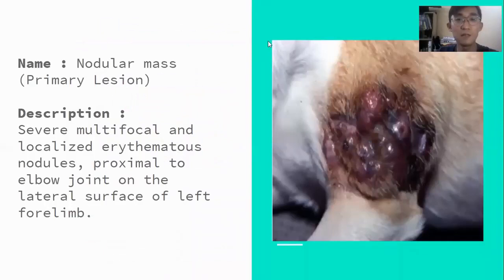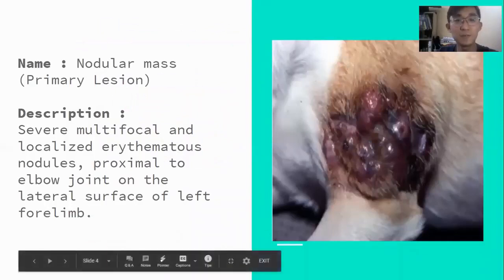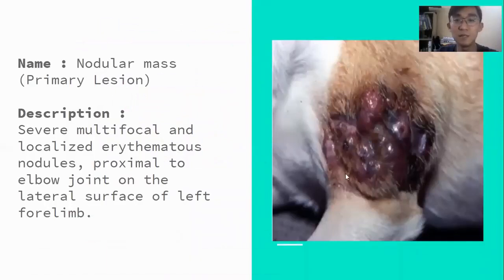Okay, so I'll be describing this picture here. As we can see, this lesion is located proximal to the elbow joint at the lateral surface of the left forelimb. And this lesion has multiple focal and is erythematous. So we think this is a nodular mass, and we also think that this is a primary lesion in this patient.